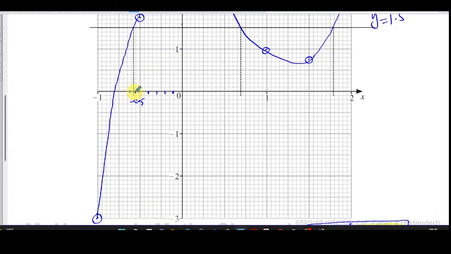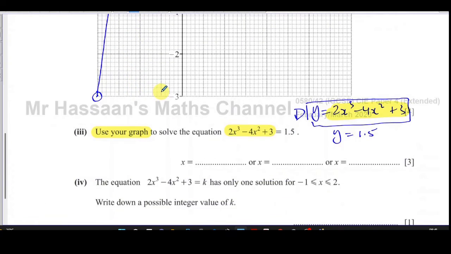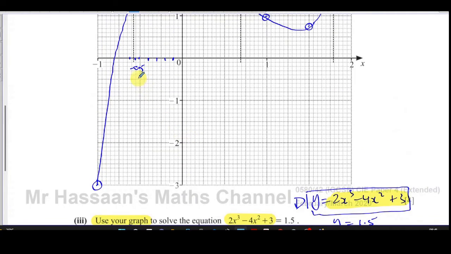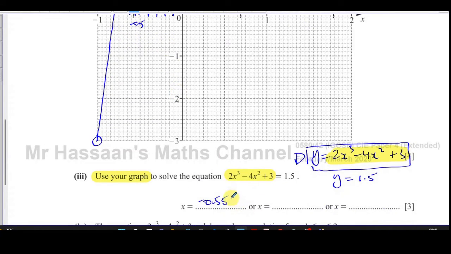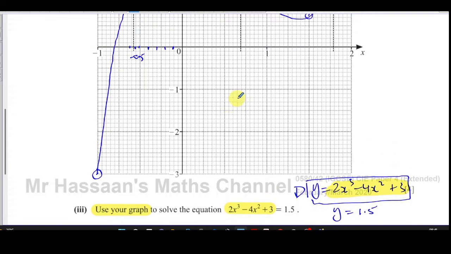So you can say minus 0.55 should be all right. You can even go a bit more accurate than that. You can say minus 0.55 and another 5, because it's halfway between those.